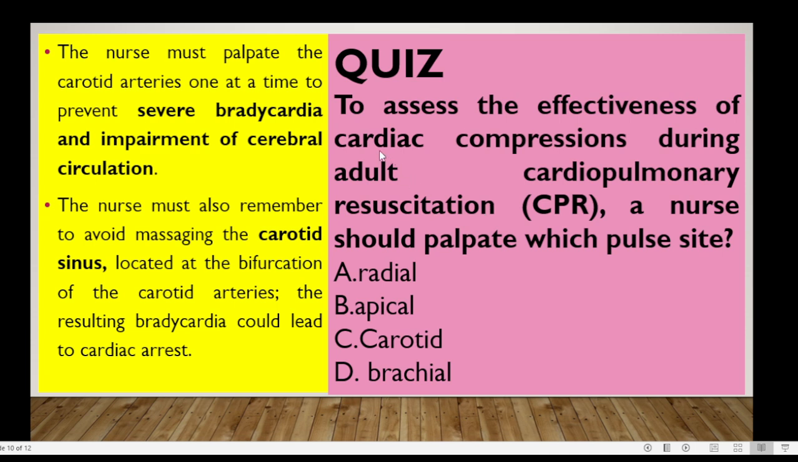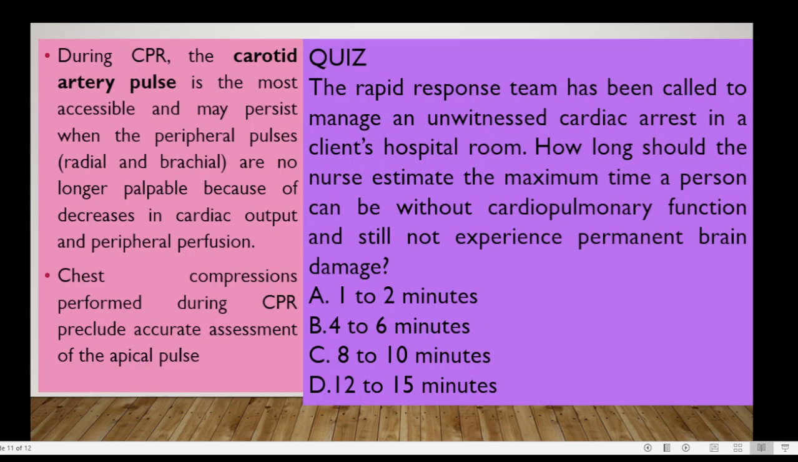The next question is, to assess the effectiveness of cardiac compressions during adult CPR, a nurse should palpate which pulse site? Very good, guys. You will still assess the carotid artery, which is more accessible. During CPR, the carotid artery is the most accessible and may persist when peripheral pulses, such as the radial and brachial, are no longer palpable because of the decrease in cardiac output and peripheral perfusion. Chest compression performed during CPR can preclude accurate assessment of the apical pulse.